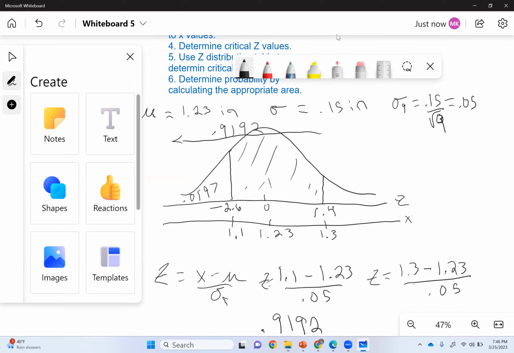Okay, let me stop that share. So now I hope. Why am I so dark?